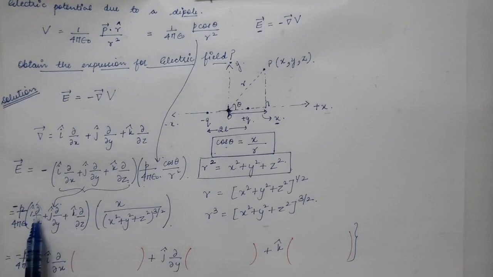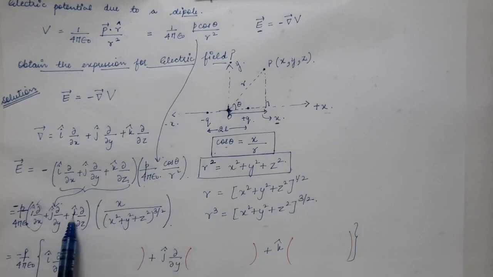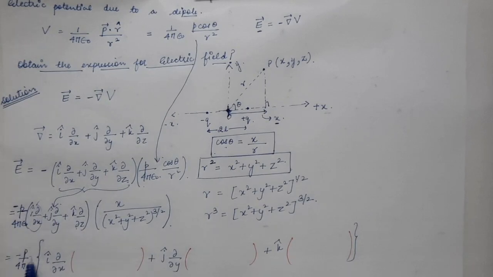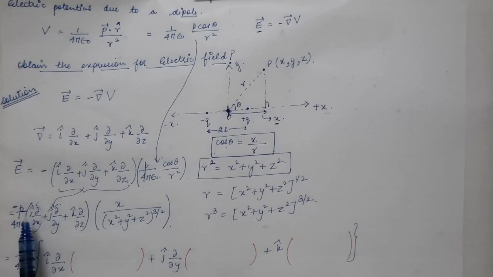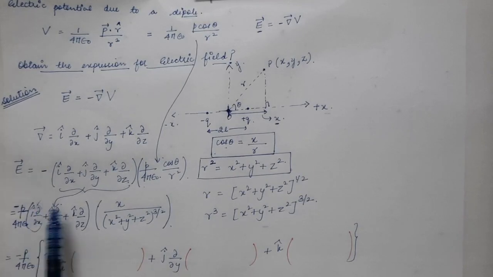First of all, we will operate del by del x on this scalar function and i cap will remain as it is. Then we will operate del by del y on the same scalar function and j cap will remain as it is. Similarly, we will operate del by del z on this scalar function and k cap will remain as it is. So what we will get, minus p by 4 pi epsilon naught, it will remain as it is. Then first of all we will operate this first term on this scalar function, that is i cap del by del x, it will remain as it is.